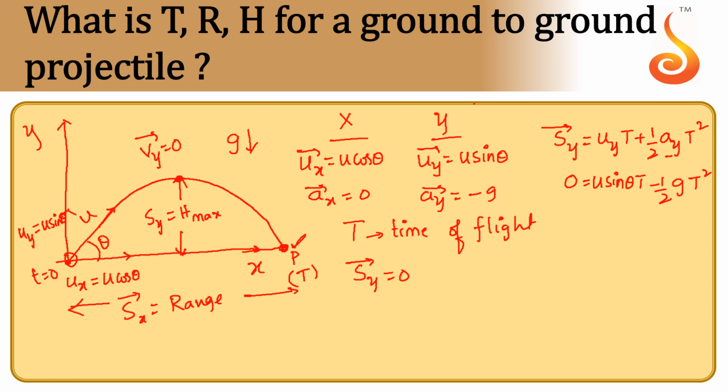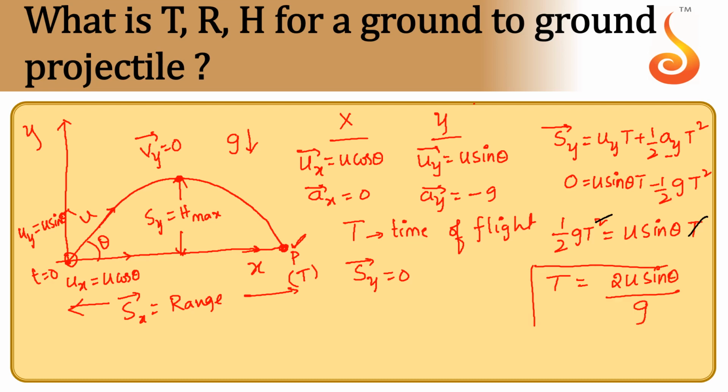So we can write, half g t square is equal to u sin theta t, and t square and t get cancelled. So t is equal to 2u sin theta by g. This is the time of flight of a projectile. And let us calculate the range as well.